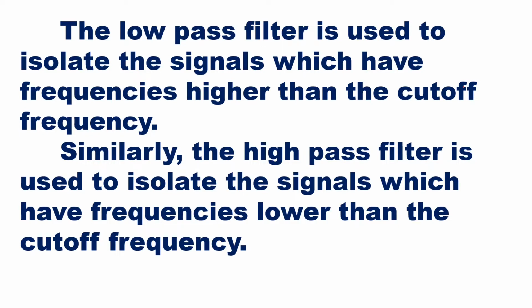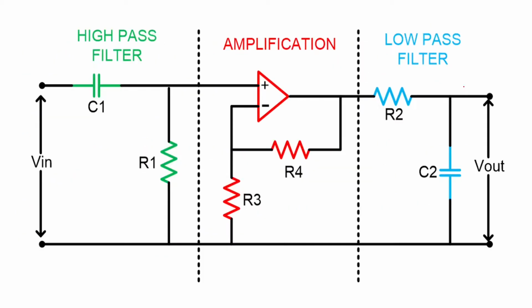So the low pass filter is used to isolate the signals which have frequencies lower than the cutoff frequency. Similarly, the high pass filter is used to isolate the signals which have frequencies higher than the cutoff frequency. So here, in a circuit diagram way, the same block diagram we have converted into a circuit diagram. Here you can see the input. First you can see a high pass filter, where a capacitor C1 is in series with the input and R1 is in parallel with the input. Here the cutoff frequency will be FL equal to 1 by 2 pi R1 C1.